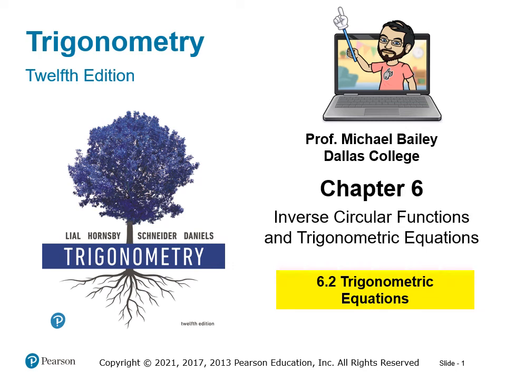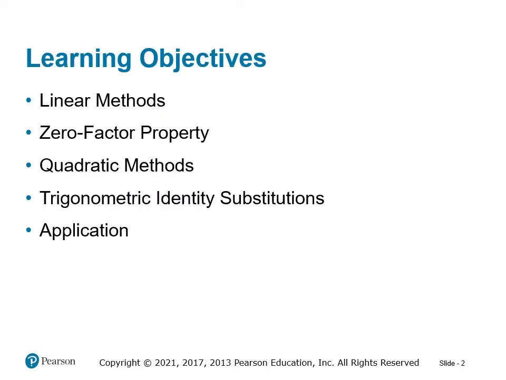Welcome to the lecture on section 6.2 on trigonometric equations. What we're going to do now is learn how to solve equations with trig functions in them. We're going to look at linear methods, so we have linear equations. We're going to use the zero factor property, which we always use in quadratics. And then we're also going to learn how we might use identities to do substitutions as well.